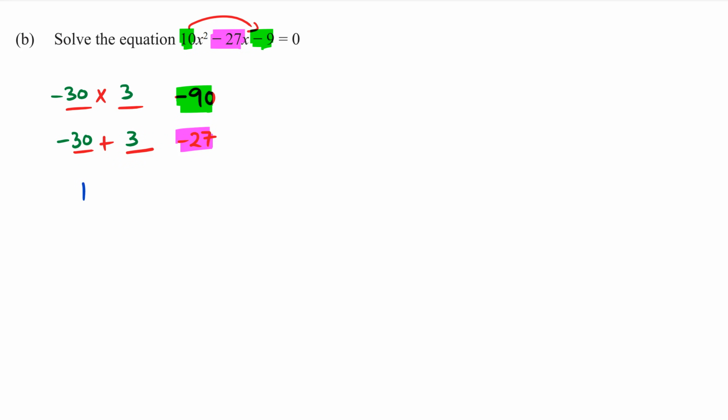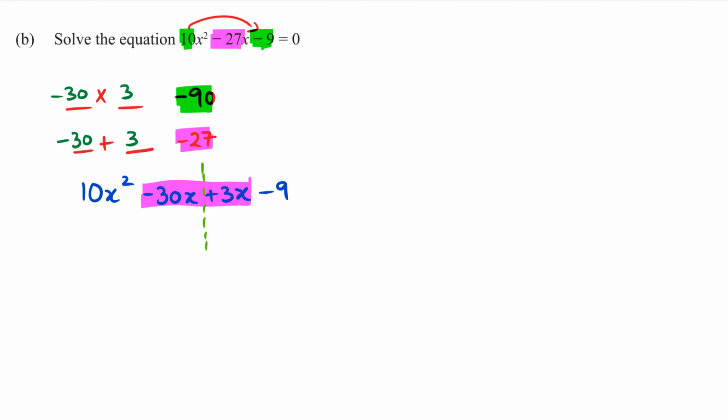So I'm going to take this quadratic, which is 10x squared, and instead of writing it as -27x, I'm going to rewrite it as -30x plus 3x minus 9. So all I've done is, if you think about it, the pink part is still equal to -27x. I've just split it up into that kind of weird looking form, because what this allows me to do is factorize by parts.